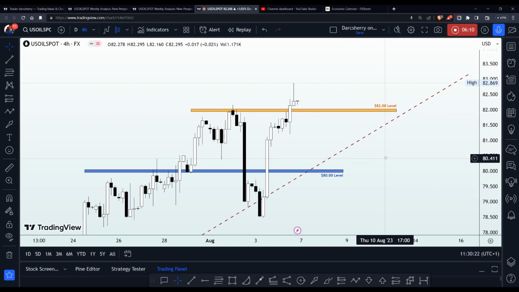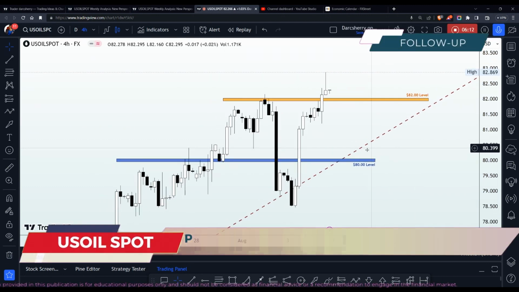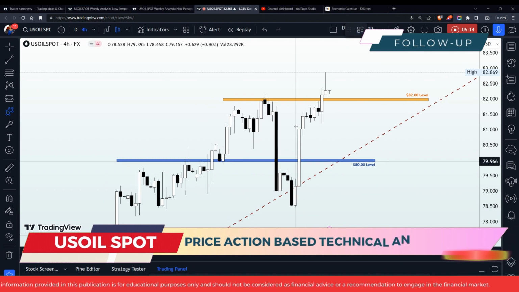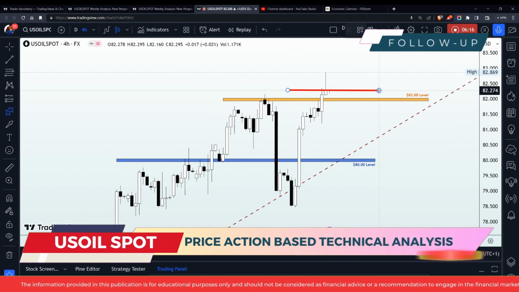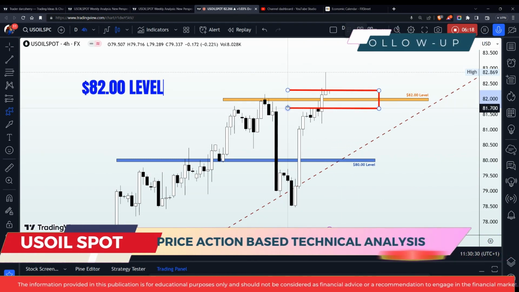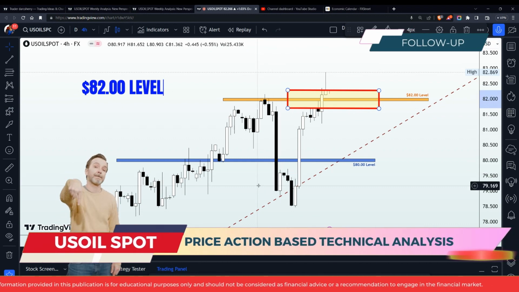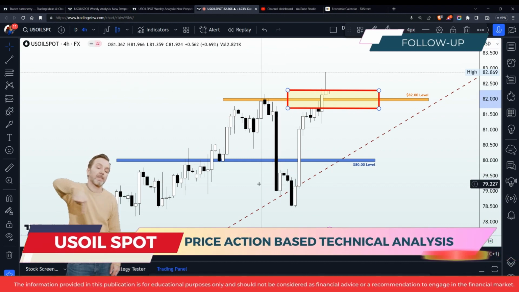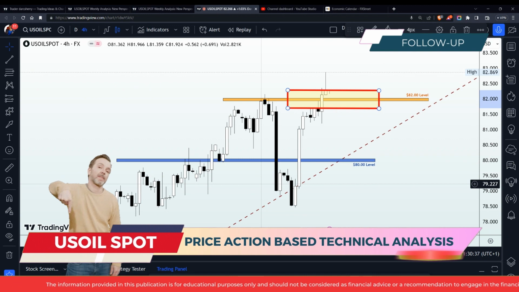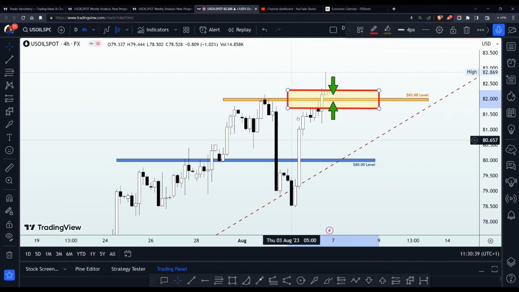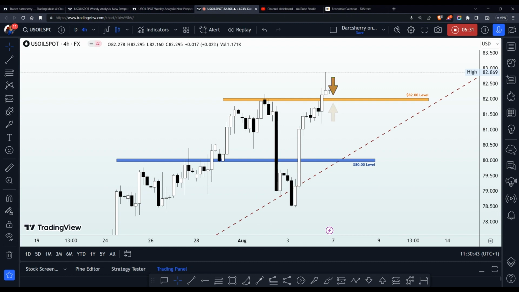So it's a very simple setup here on the US oil spot. Our center of focus for this week is basically around that $82 mark. And trust me, I will be with you in the comment section after monitoring how price participants in the market will be reacting to that level during the early hours of the new week.